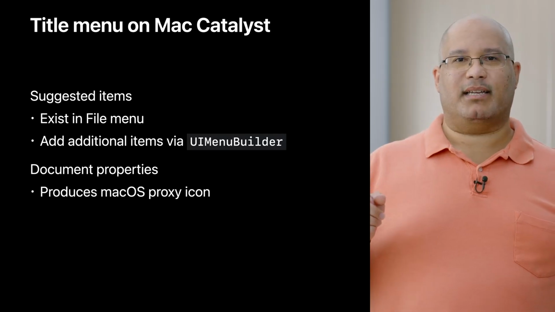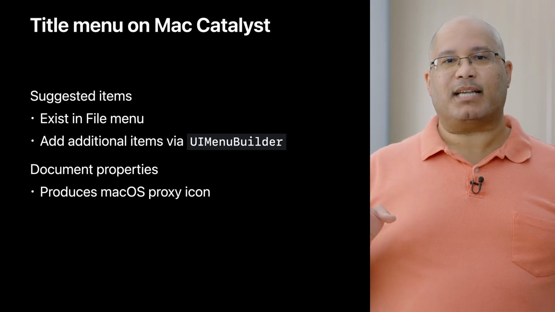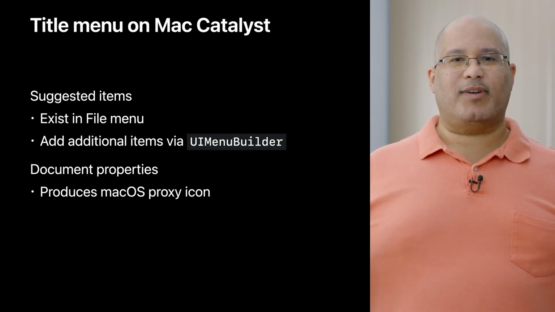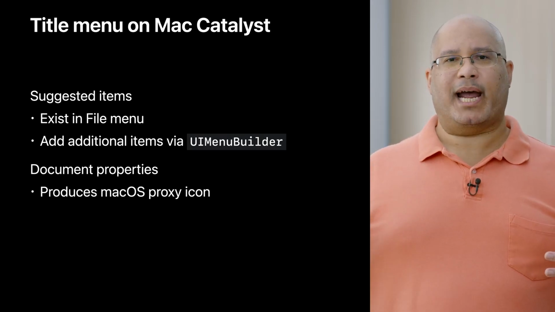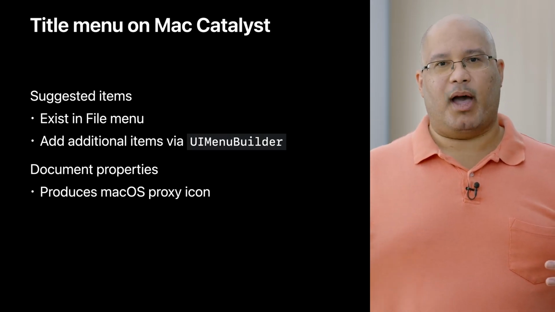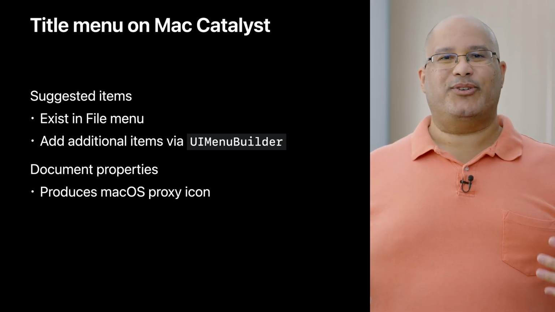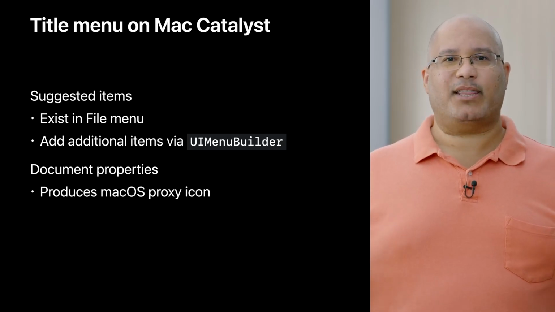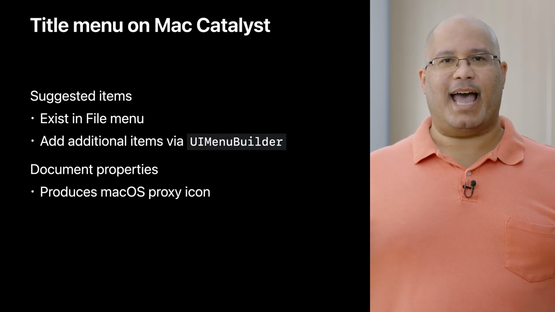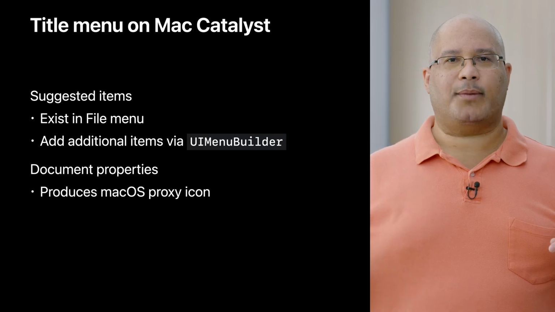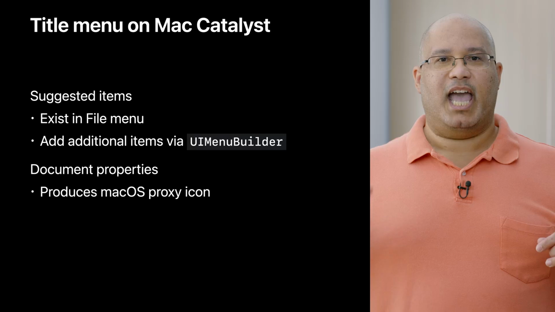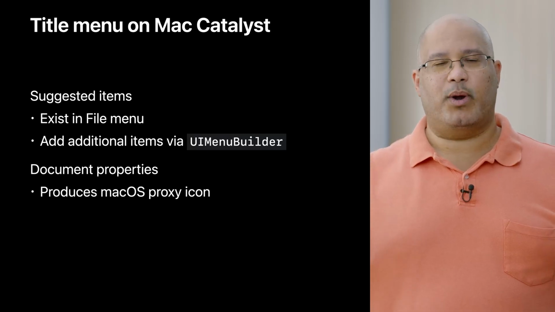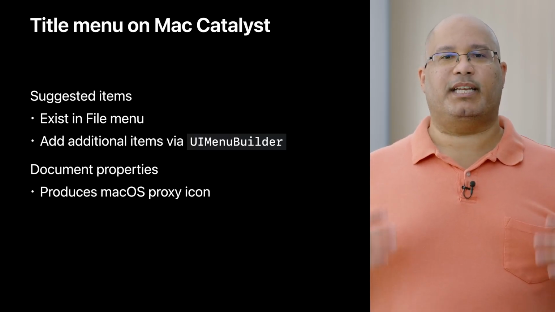On Mac Catalyst, the suggested items that would be passed to the title menu provider already exist in the File menu. Any items that you would have added to the title menu will need to be made available by other means. You can use the UIMenuBuilder API to add those items or filter existing items as necessary. If you specify document properties, UIKit will automatically use the URL provided to manage the macOS proxy icon. If you set the represented URL for your window scene manually, that will supersede UIKit's management.